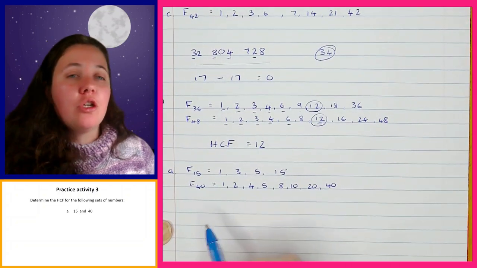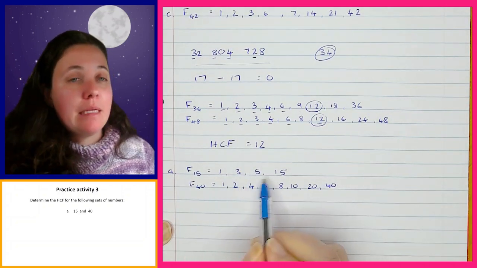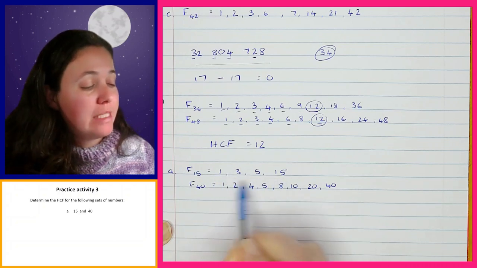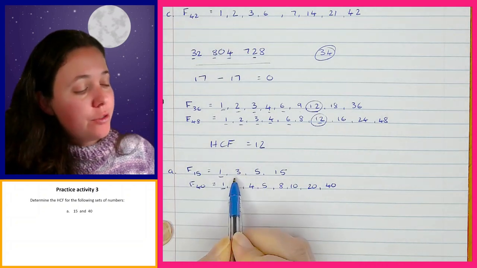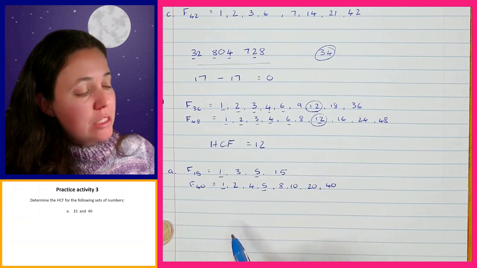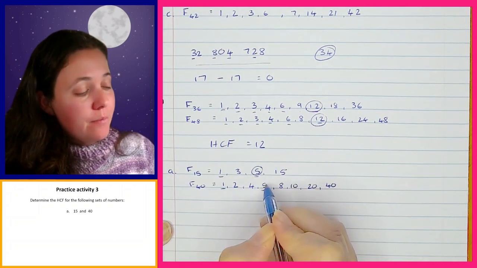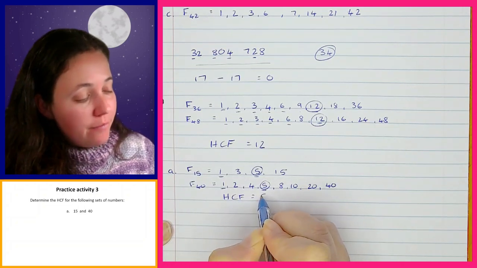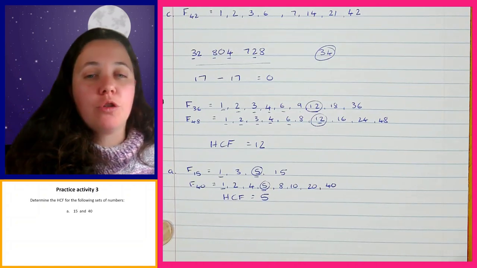So now I'm going to compare those factors and see which ones are common. Like I said, I recommend working from your number that has the fewest factors. So I'm going to work from 15. 1 is common, so I can underline those. 3 is not common. 5 is common. And 15 is not common. So the highest one which was common is 5. So my highest common factor is 5. Right, so now I'm going to give you 2 minutes again to work on the next question.